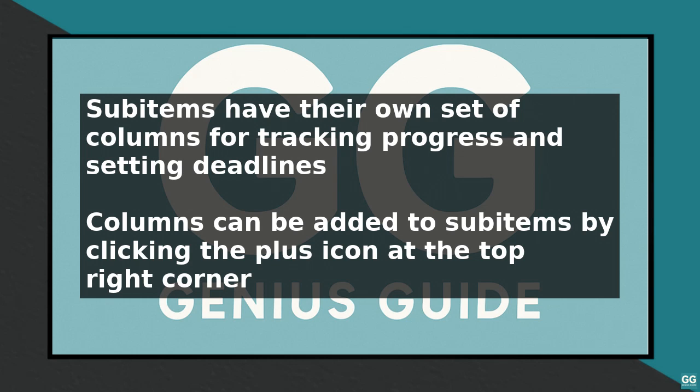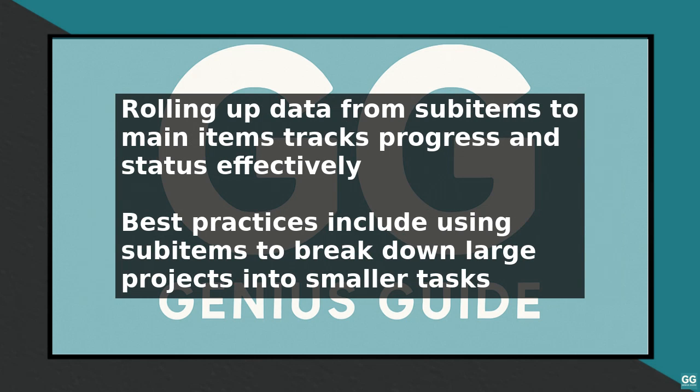To roll up data, click on the main item, then click on the three-dot menu next to the item name, and select Roll Up. Choose the column you want to roll up and the aggregation method, such as sum or average. Best practices for integrating subitems include using them to break down large projects into smaller tasks, assigning subitems to team members to enhance collaboration, and regularly updating subitem status to reflect progress.